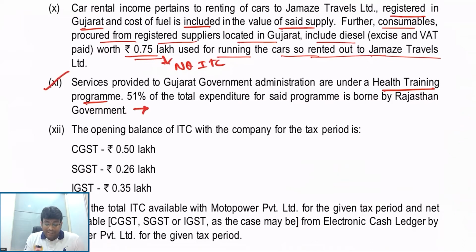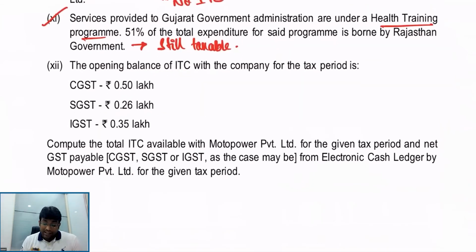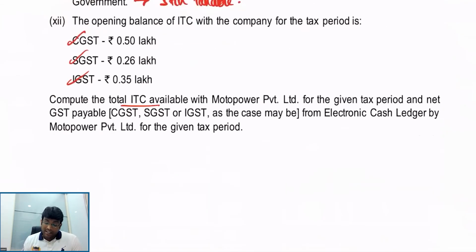Still, it becomes taxable, because in case of training program, my dear friends, exemption is only when 75% or more of the total expenditure is borne by the government. Only then that service will be exempt. But here in this case, they clearly told what percent, sir? 51%. So it becomes taxable. And opening balance of ITC is how much, my dear friends? CGST, SGST, IGST. Compute total ITC available for the given period and net GST payable.